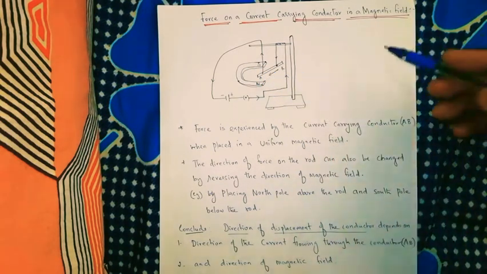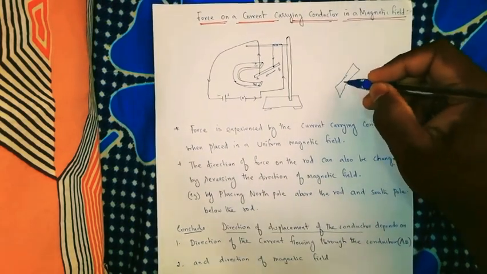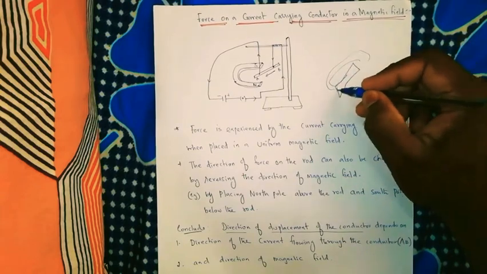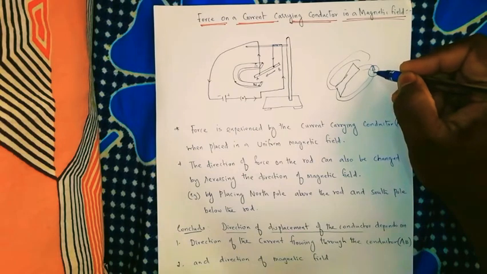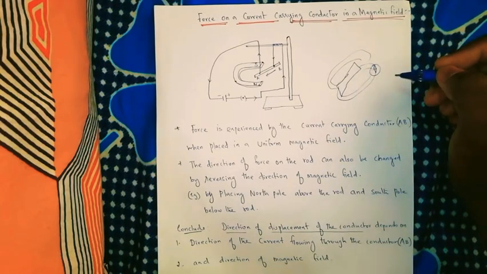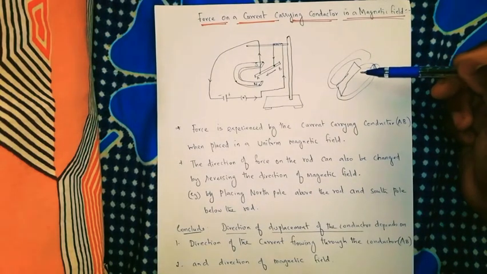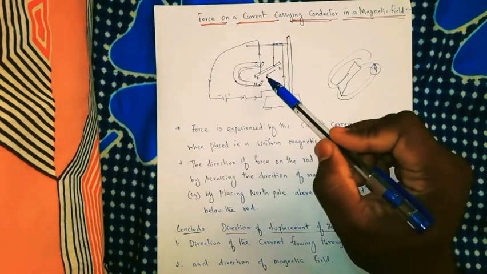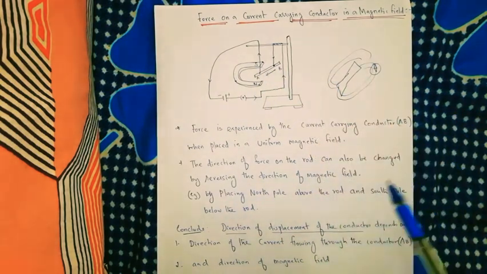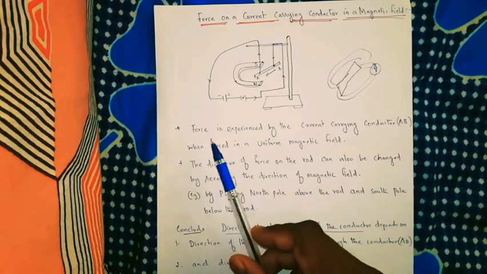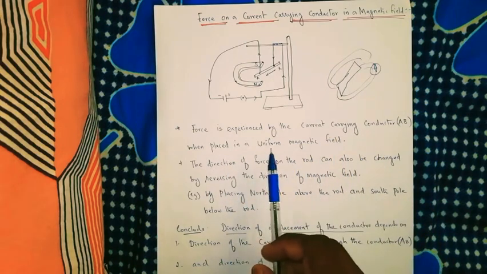Before that, what we did was we had a normal magnet, and the magnet has a magnetic field around it, and if you keep a magnetic material like a compass, it shows a deflection, right? But here what we are learning is we are keeping a current carrying conductor inside the magnetic field. Let's see what is going to happen. A force is exerted by the current carrying conductor AB when placed in a uniform magnetic field.